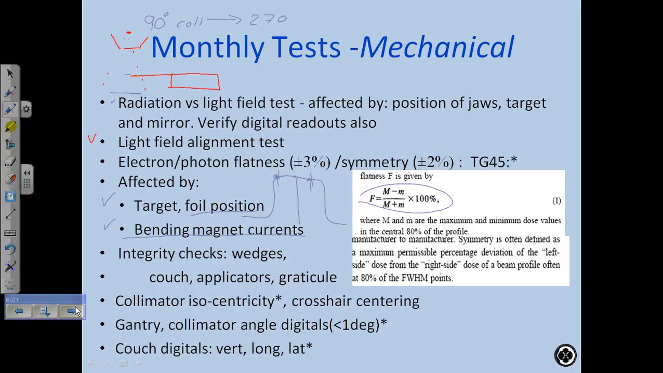And then integrity checks: wedges, couch, applicators, graticule. So what do you check on wedges? Integrity checks. What's a good integrity check? Shake it, right? Yeah, the Etch A Sketch test. Shake it. Make sure everything's screwed on tight. Couch. What do you check on the couch?